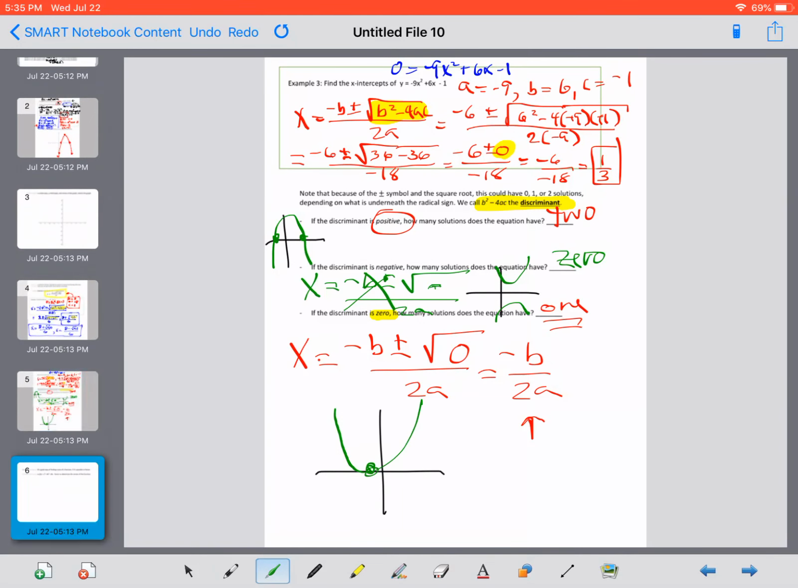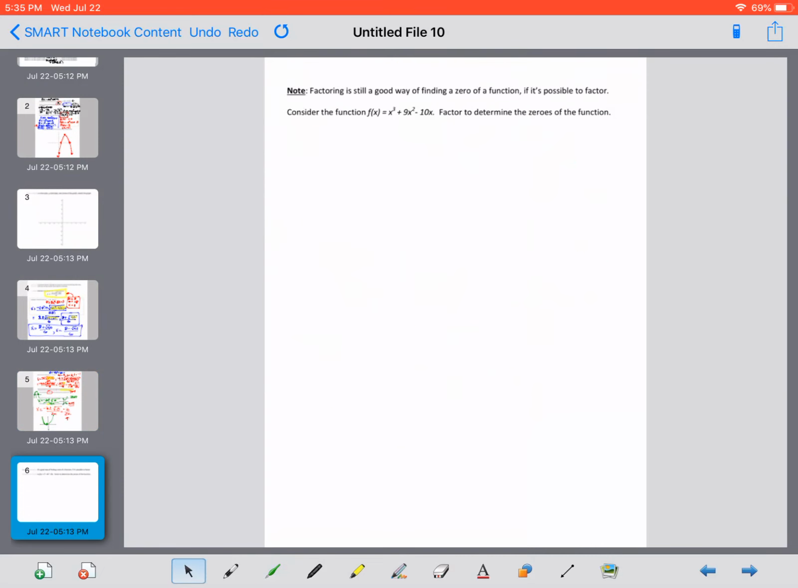Okay, the last thing that I want to mention is that if you're trying to find the zeros of a function, if it's possible to factor, it's usually the easiest way. So before you jump into using the quadratic formula, which can be really messy and easy to make little arithmetic mistakes, it's a better idea to see if it's possible to factor. So let's look at one example of that.